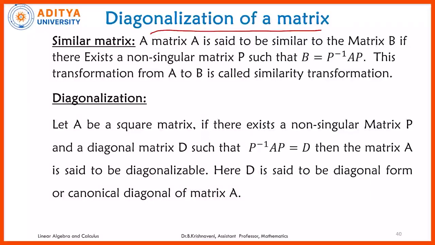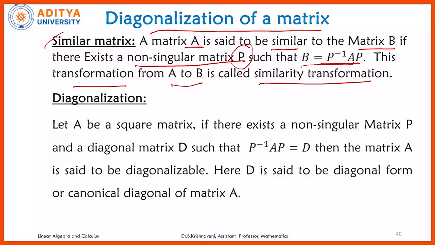In order to come to this, first let us know what is meant by a similar matrix. If we consider any matrix A, we call that matrix similar to another matrix B if there exists a non-singular matrix P such that B is equal to P inverse AP. This transformation from A to B, we call a similarity transformation.